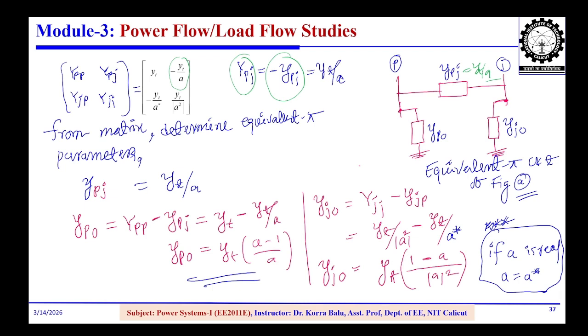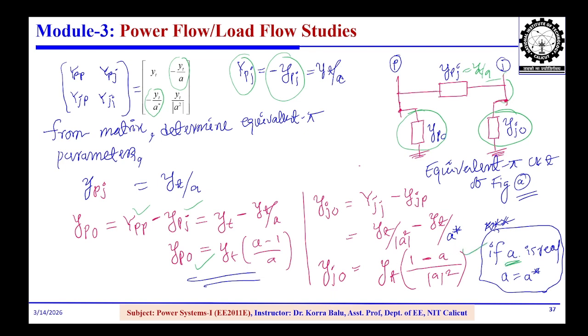So this value is the Yt by A. Directly you can write. Now you can use the shunt element at the sending end side and the shunt element at the receiving end side. So for that we can calculate Yp0 is equal to the self admittance of this bus minus Ypj. Okay, so self admittance, this is the Ypp, and this is the series line admittance Ypj. Then you will get the Yp0. Similarly, self admittance of this bus and the series element of Yt by A. So similarly, you can get here Yt into 1 minus A by mod A square.